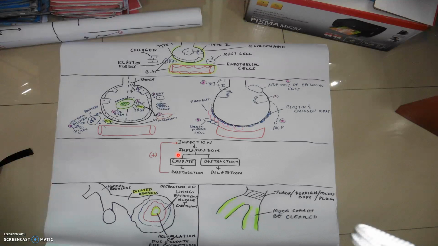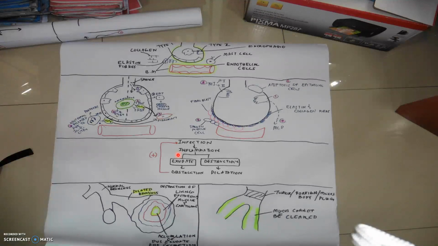The third one is caused by neuromuscular problems, where the muscles are not working properly. This could be caused by myasthenia gravis, polio, or even problems with the diaphragm, because we know the main muscle involved in breathing is the diaphragm.